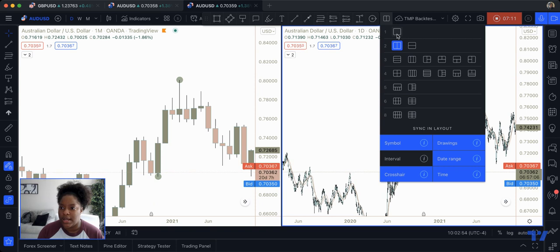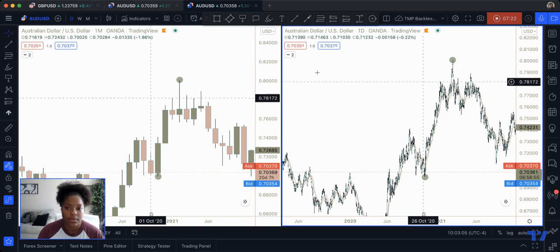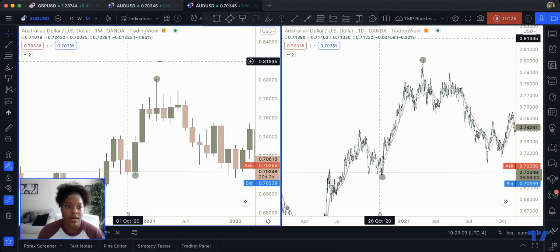What's going on with this? Let's see what's going on with this, you guys. Because there's something going on with the drawings. I don't want to do intervals. TradingView just updated, and so they're tripping right now. We'll get the crosshair fixed in just a second. Let's recache it here. But it's okay.